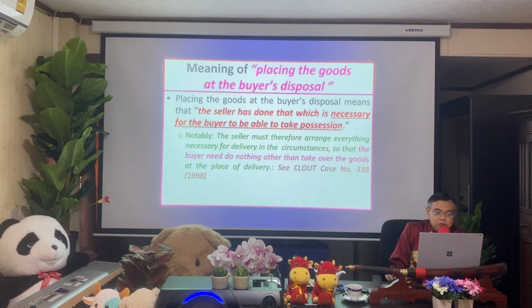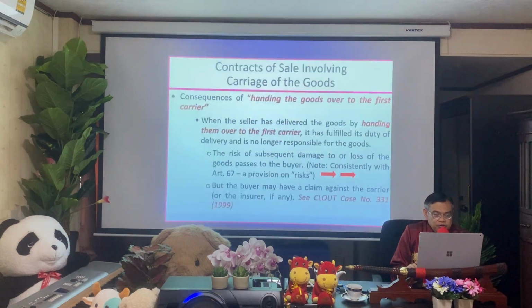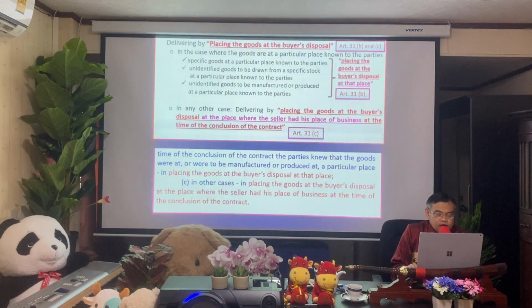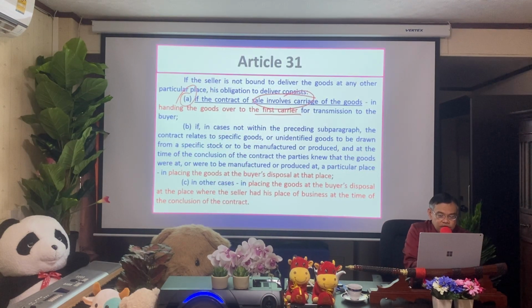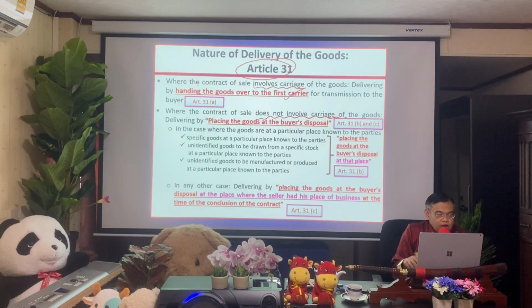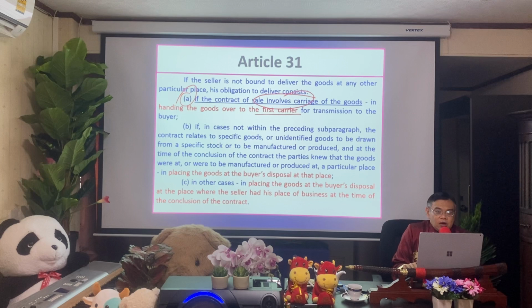So the rule with respect to the duty to deliver the goods, in the case where the contract of sale involves carriage, seems to be in line with the rule regarding the passing of the risk. Now we are coming to the second scenario, the case where the contract of sale does not involve the carriage of the goods. Then how is the delivery made?